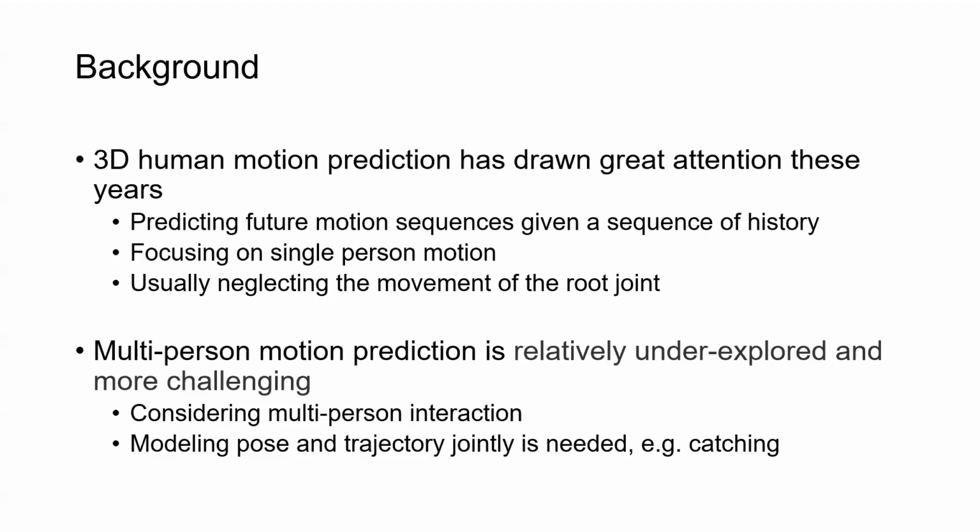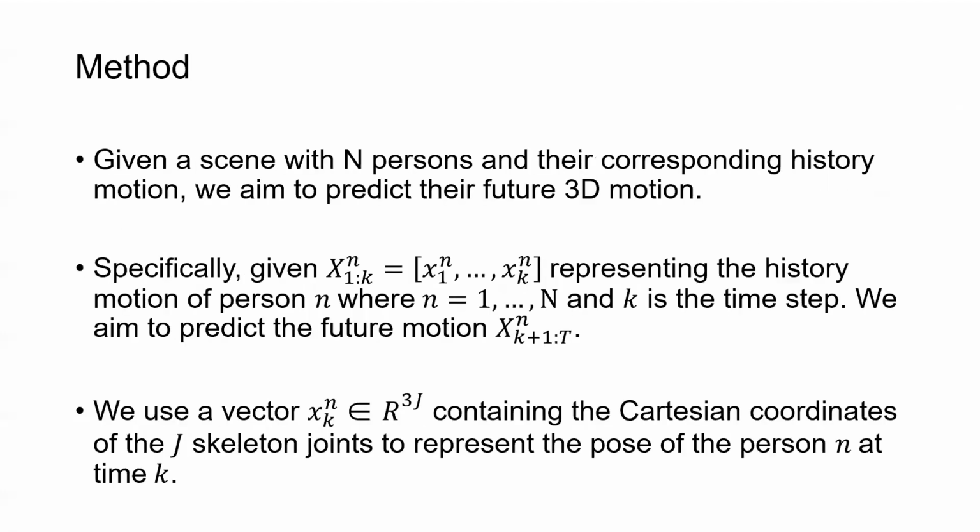For example, if a man is running and catching another person, the pose he does is related to whether he catches up with another person or not. So in this case, pose and trajectory should be considered jointly. This task is given a scene with n persons and their corresponding history motion. We aim to predict their future 3D motion.